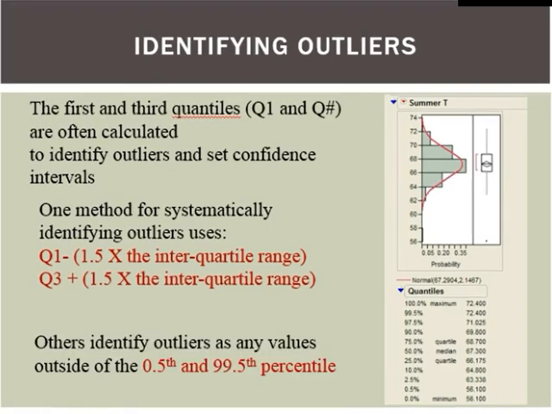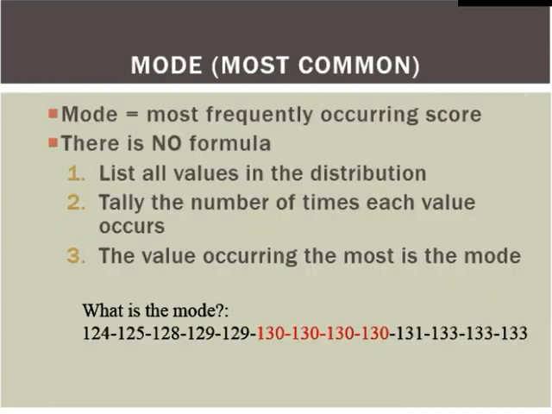Another common approach to using quantiles to identify outliers is just to use the 0.5th and the 99.5th percentile, and those are actually given to us by default in JMP. So these would be sort of a secondary threshold that you could use to identify your outliers.